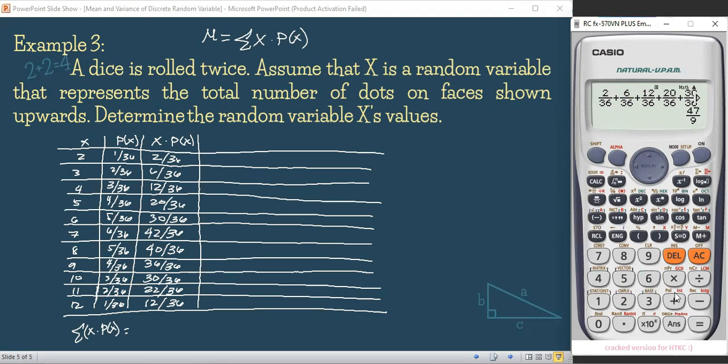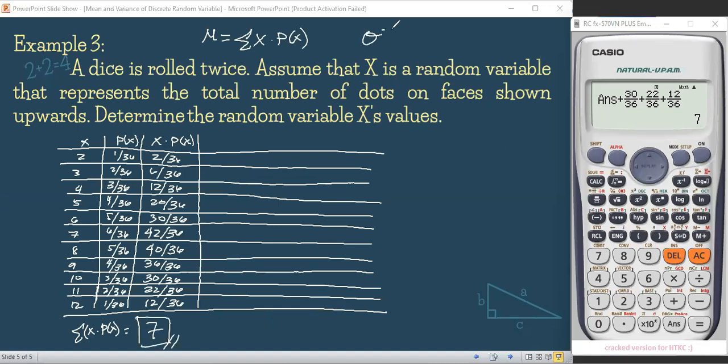So equal po muna natin pansamantala. Plus again 30/36 plus 22/36 plus 12/36 plus 12/36. That will give us 7. So the mean is 7.